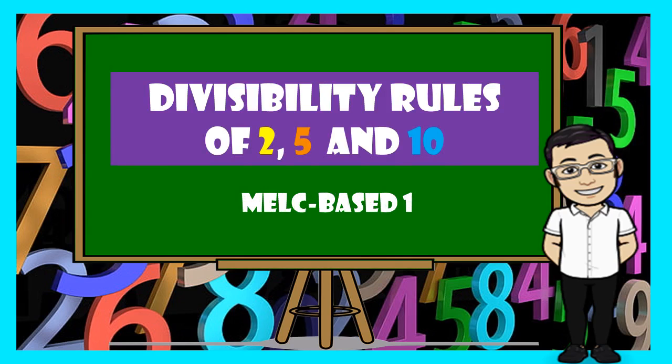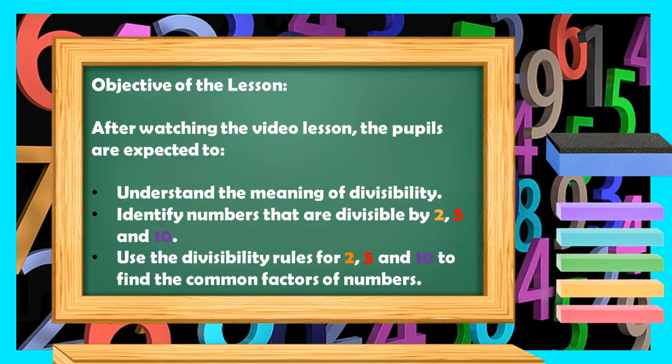Our lesson for today is about divisibility rules of 2, 5, and 10. Objective of the lesson. After watching the video lesson, the pupils are expected to, first, understand the meaning of divisibility. Second, identify numbers that are divisible by 2, 5, and 10. And third, use the divisibility rules for 2, 5, and 10 to find the common factors of numbers.